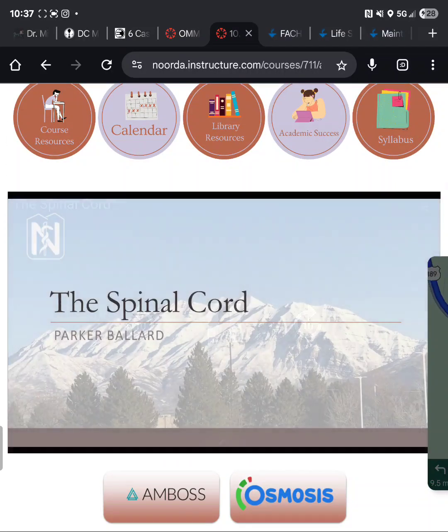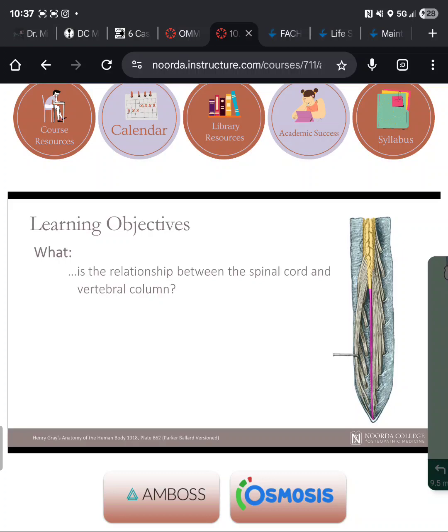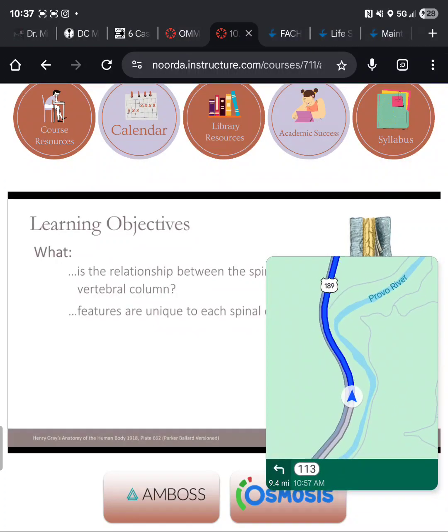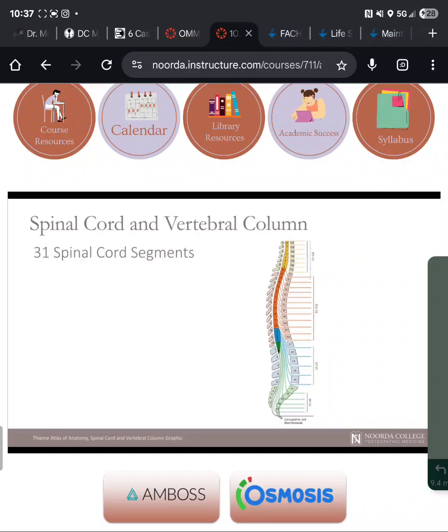Okay, let's talk about the spinal cord. And as we do, we'll answer the following questions. What is the relationship between the spinal cord and the vertebral column? And what features are unique to each spinal cord region? So to start, there are 31 total segments of the spinal cord.